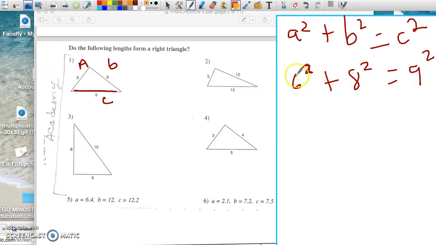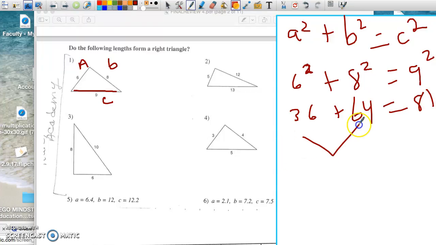Let's do the math. Remember, 6 times 6 is 36. And then we have 8 times 8. I can never figure that one out. What is that, 48? I don't know, you know I'm bad with the basic facts. 8 times 8 is 64. I was off. Does that equal 9 times 9, which is 81? Let's add those two together. That's 100. You think I would have figured that one out. Does it equal this? It doesn't. So is this a right triangle? The answer here is no, because 100 does not equal 81.